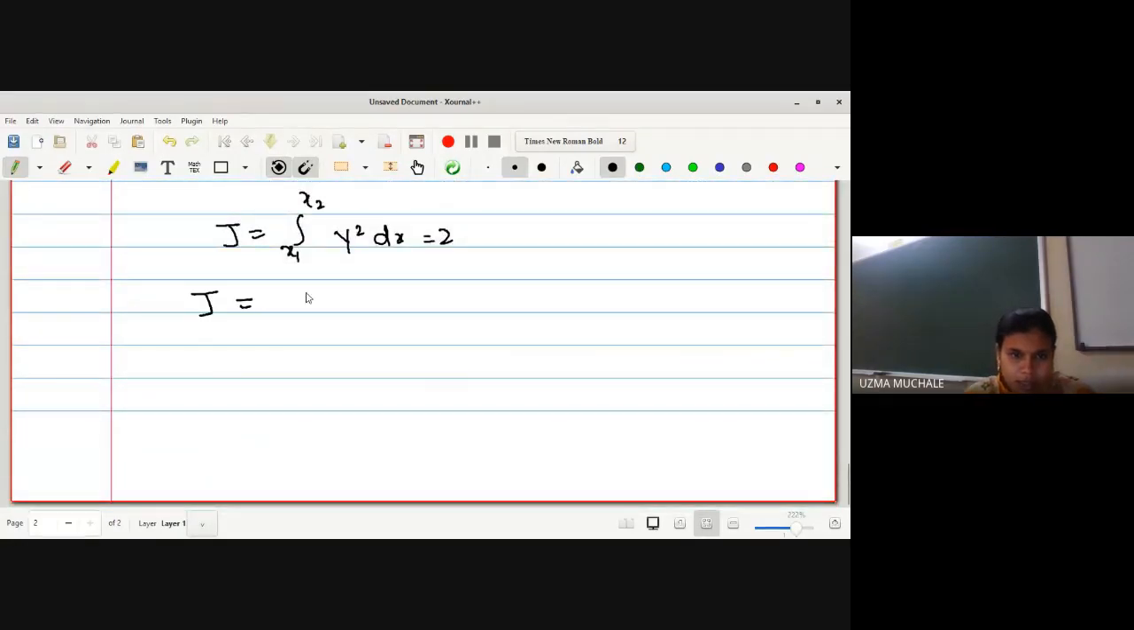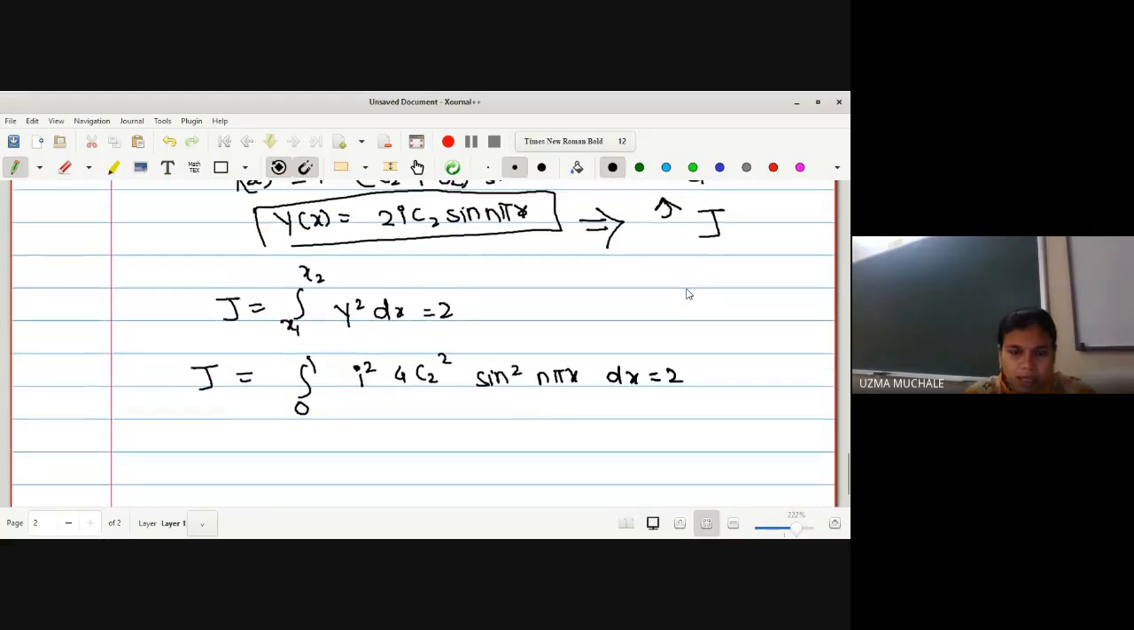So the integral J is equal to integration 0 to 1. Let me put the value of y that we have obtained. That will be nothing but 2i C2 sin n pi x, squared. So which is nothing but i square 4 C2 square sin square n pi x dx is equal to 2. Okay. So you see here, the value i square, 2 square of 2 is 4, C2 square sin square n pi x.